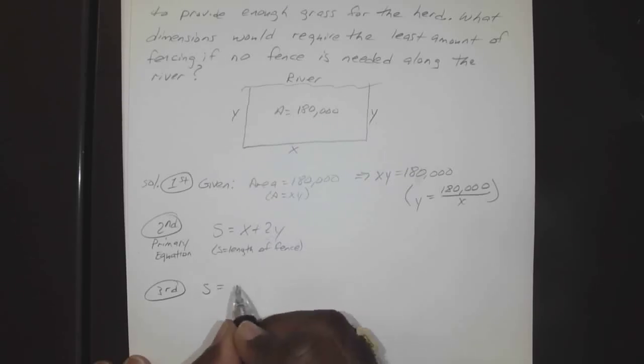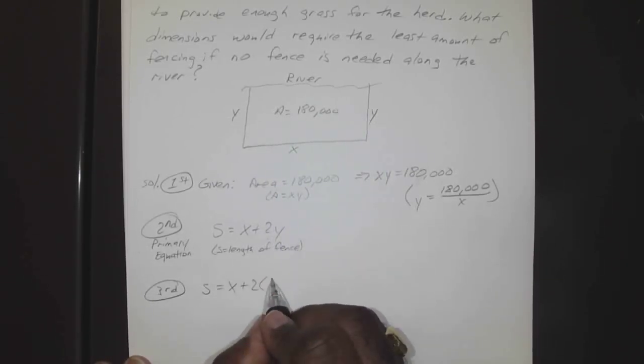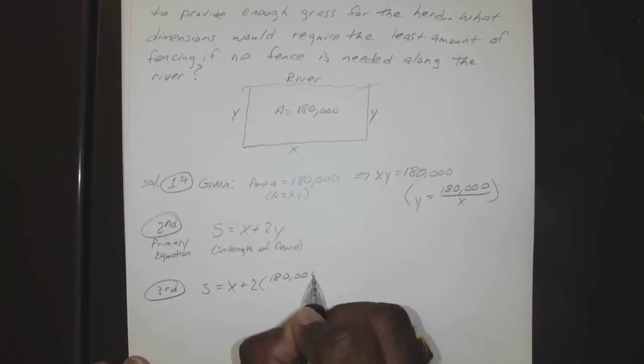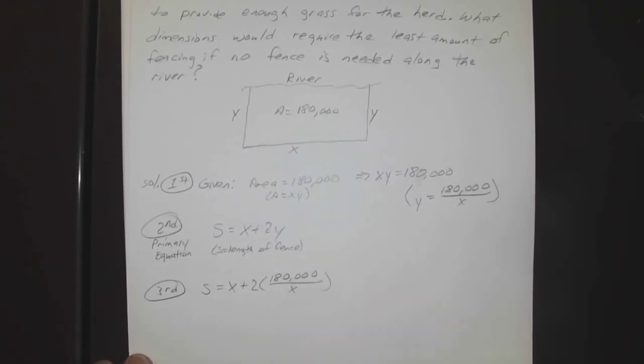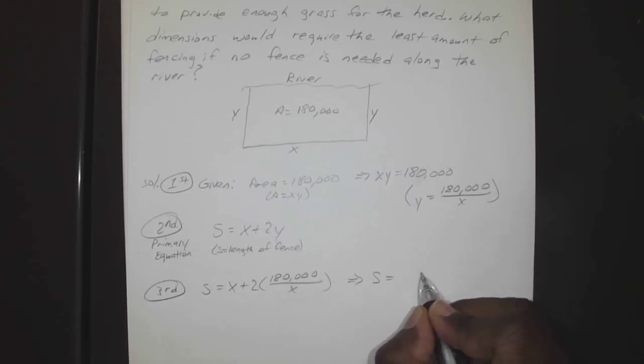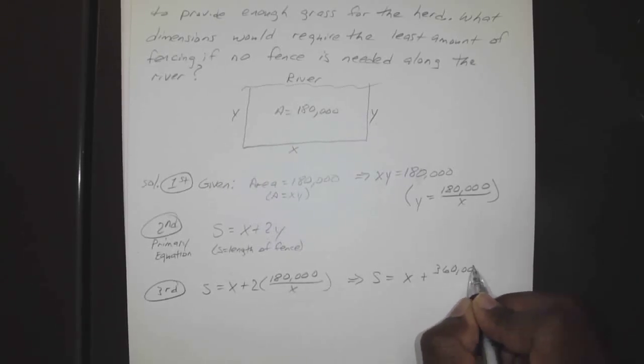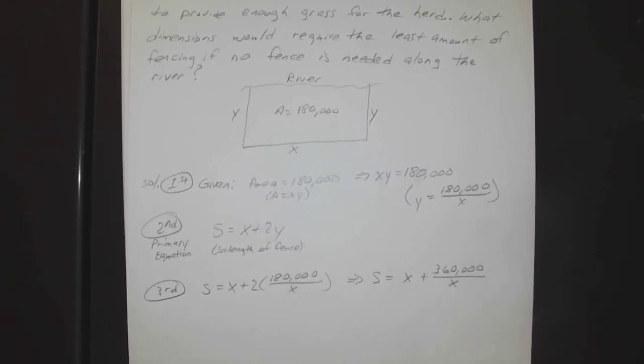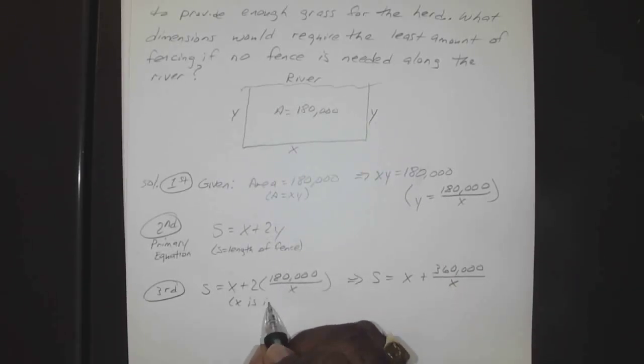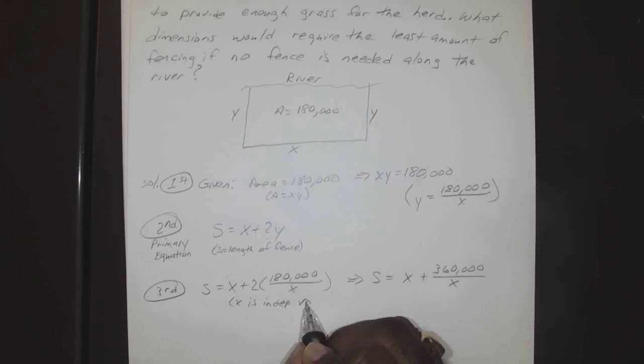All right, so that means S can equal x plus 2 times 180,000 over x, where x is our independent variable. If we wanted to simplify that, that would be x plus 360,000 over x. And of course our x is our independent variable.